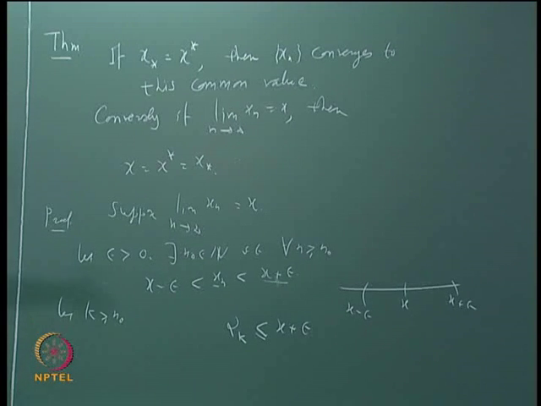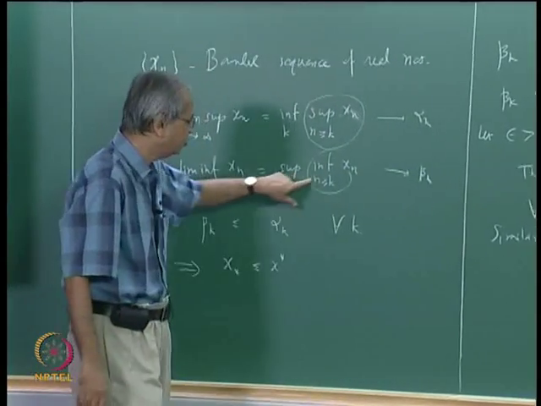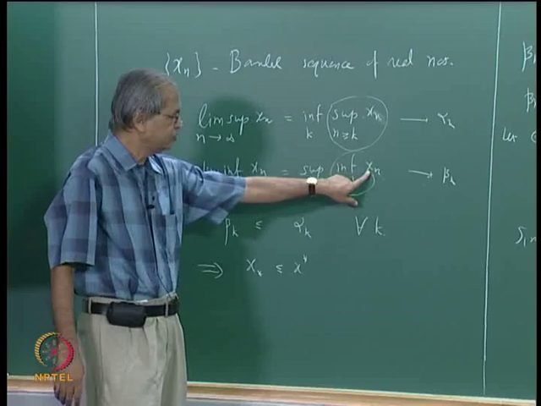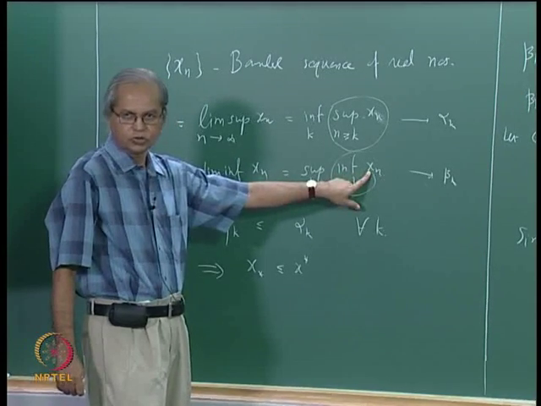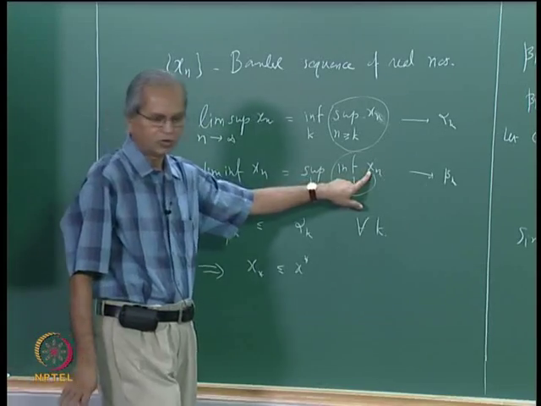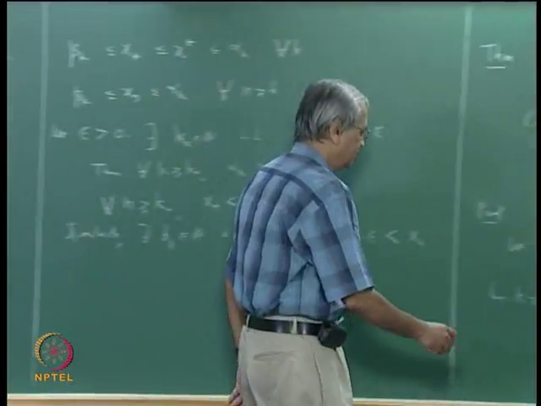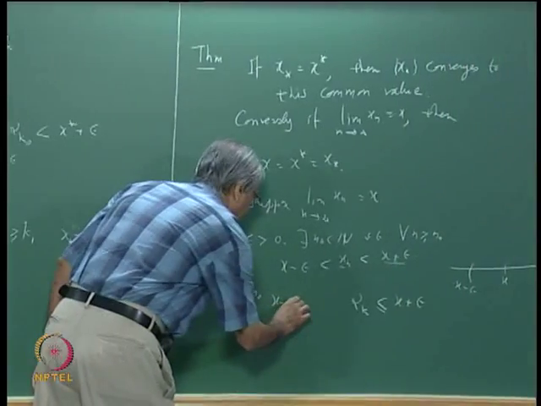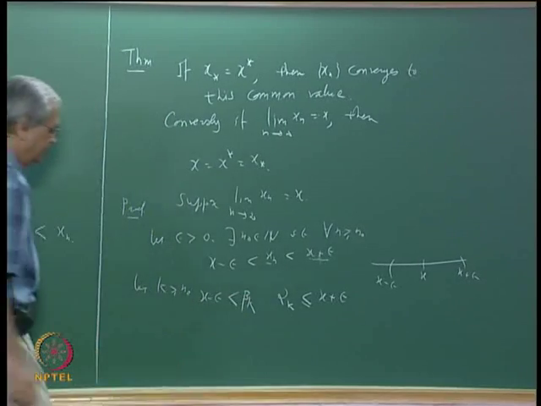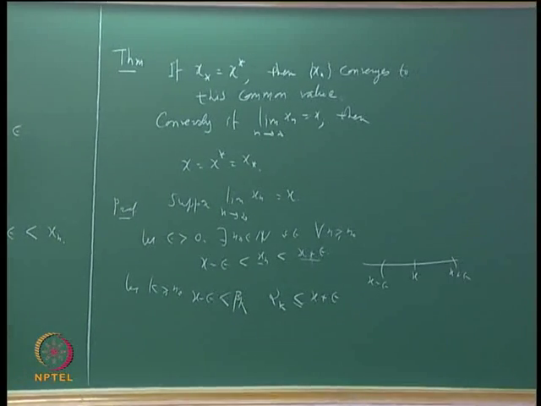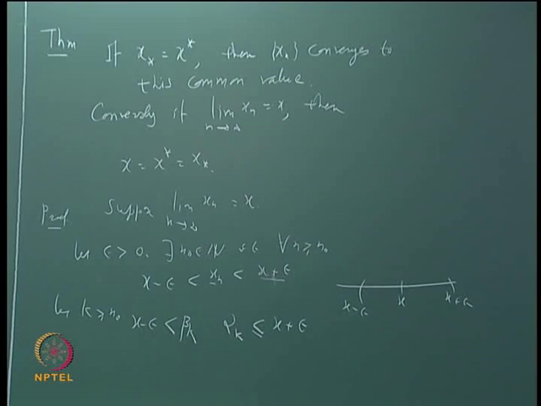Similarly, all xn's are bigger than or equal to x minus epsilon. And beta k, what is beta k? Beta k is the infimum over all those xn, each of which is bigger than x minus epsilon. So the infimum should also be bigger than x minus epsilon. So what we get here is that x minus epsilon is less than or equal to beta k.